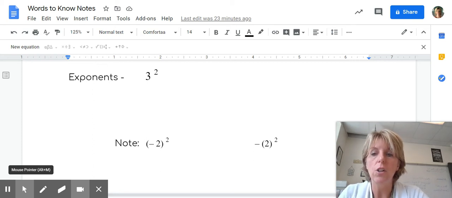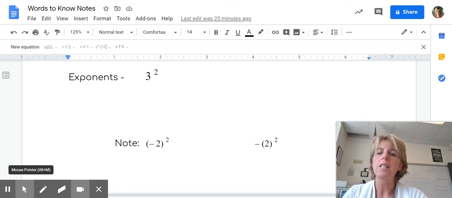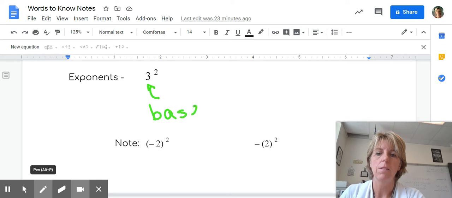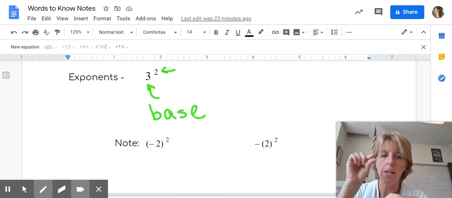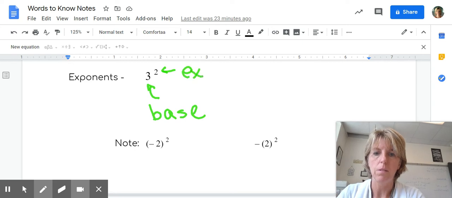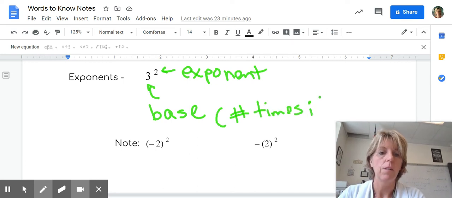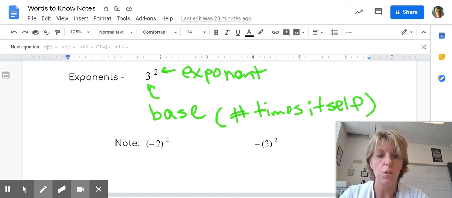Right, 2 more things to take a look at. We have exponents and then absolute value. Exponents, there's 2 parts to an exponent. There's this number in the bottom here. That's called the base. And the little tiny number that sits up above, that's called the exponent. So base and exponent. The base is the number times itself. So whatever you see in the base, you're going to see that number multiplied by itself, by itself, by itself. So this is 3.